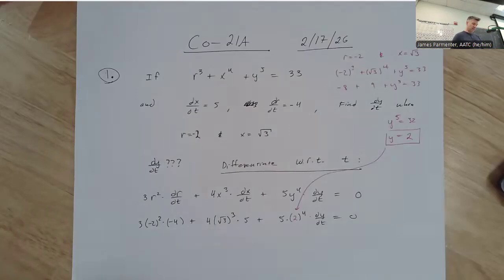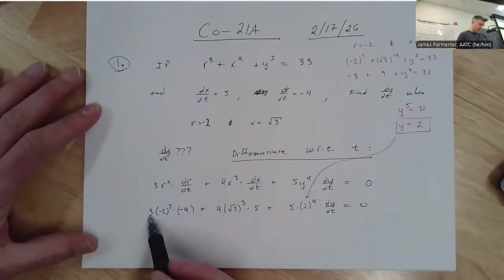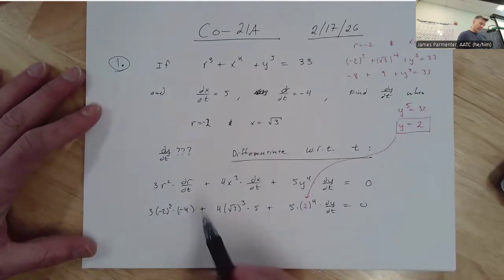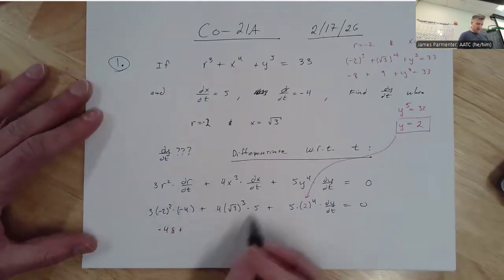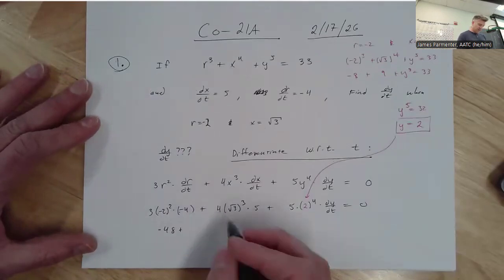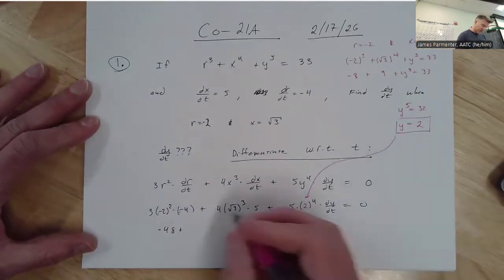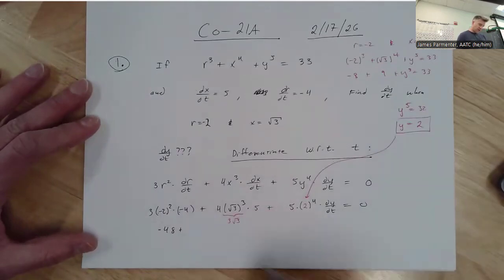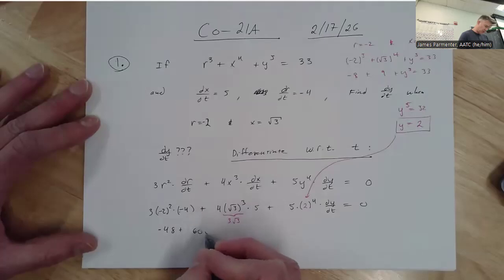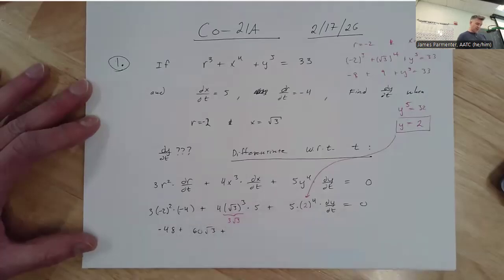Okay, so here's the rest. 3 times 4 times negative 4 is something. It's negative 48, I think. Plus, this is a bummer here, 4 times the square root of 3 cubed. That's just going to be 3 root 3, and there's nothing else you can do about that. So there's your 3 times the square root of 3. So you have 4 times 3 times 5 is 60. So you have 60 root 3 plus 5 times 2 to the fourth.